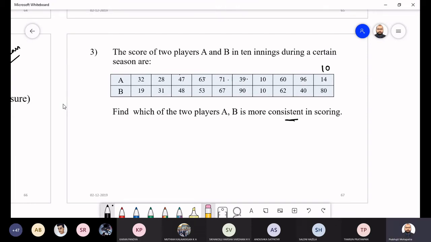For example, one batsman is Rohit Sharma, another is Virat Kohli. Rohit Sharma, in one match he scored 100, next match he scored 20, another match he got 5. Will Rohit Sharma be called consistent? Whereas another batsman, Virat Kohli, scored 50, next match 45, next match 55. So who will be called the consistent one? Virat Kohli will be called consistent. Why? This may not be a proper example.